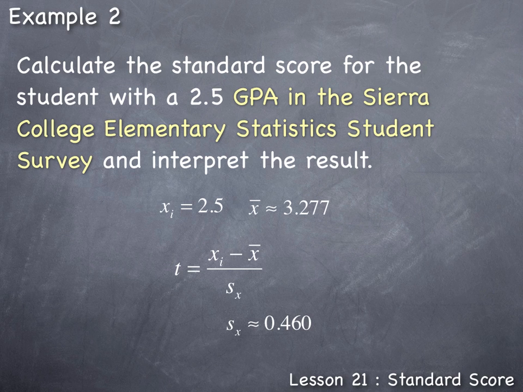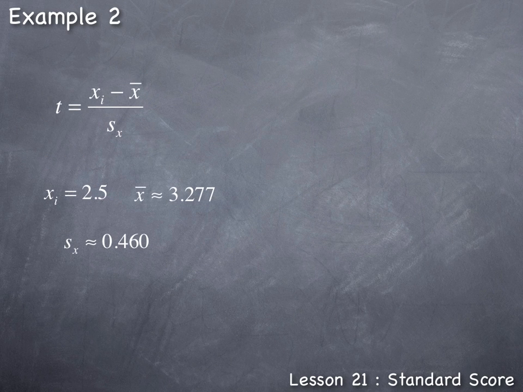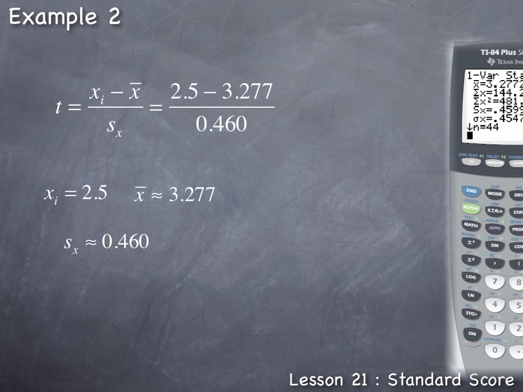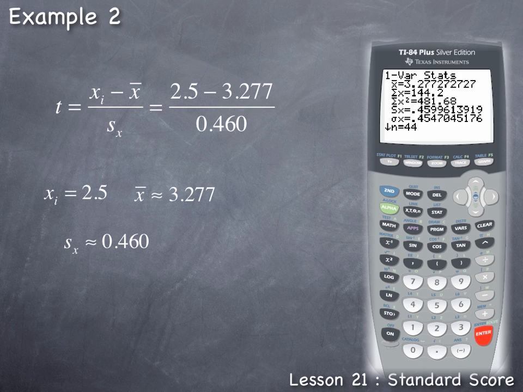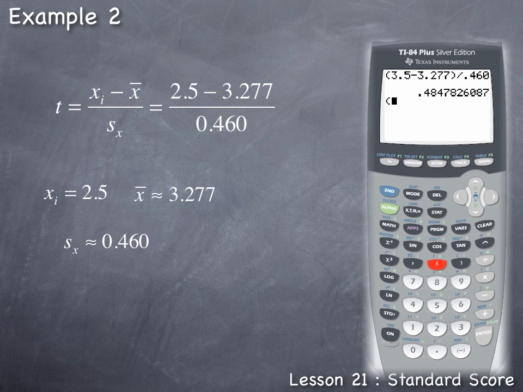Now that we have all our values, we could plug them into the standard score formula by taking the data value, in this case the GPA of 2.5, subtract the mean, 3.277, and divide by the standard deviation, 0.460. Now we could calculate the standard score for the student with a 2.5 GPA by pressing left parenthesis, 2.5, subtract 3.277, right parenthesis, divide by 0.460. Enter.